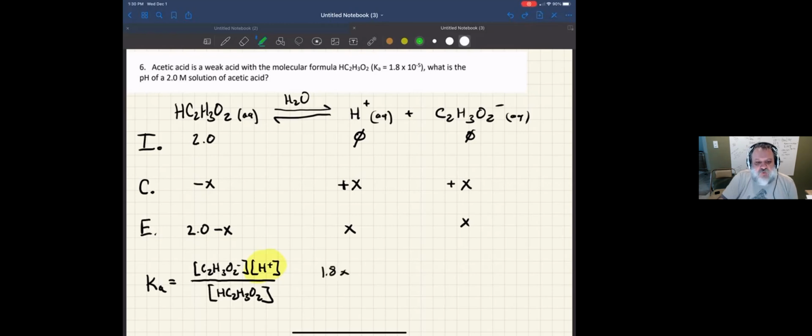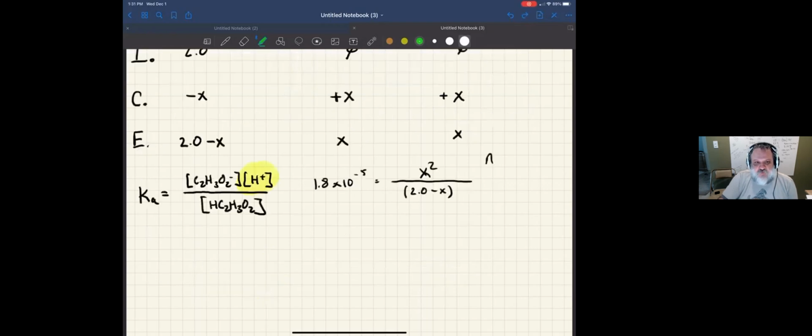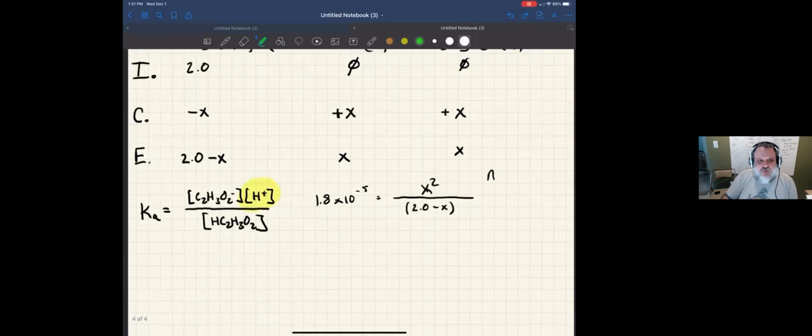So what am I left with? I'm left with the equilibrium constant, 1.8 times 10 to the negative fifth, equals X squared over 2.0 minus X. And we sorted that out from the ICE table. Now let's make some room here.